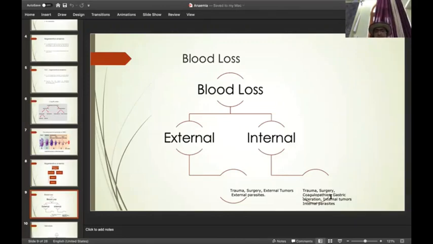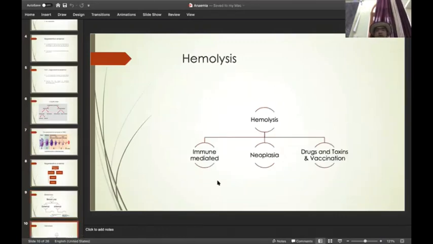Coagulopathies are a very important thing in the production of anemia. Anyone? Coagulopathy? Coagulopathy is a type of disease in which there may be loss of some external and internal factors responsible for coagulation of blood. Understand?